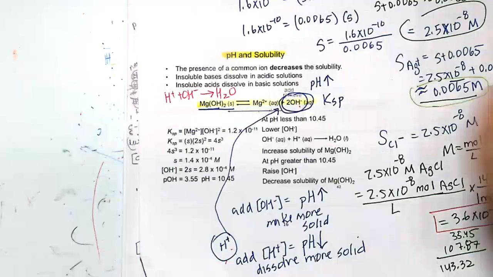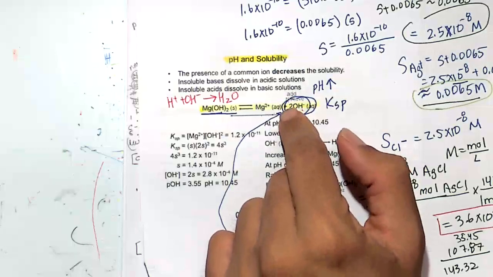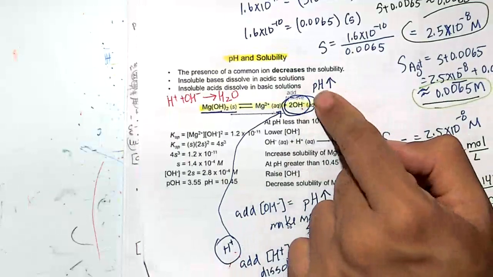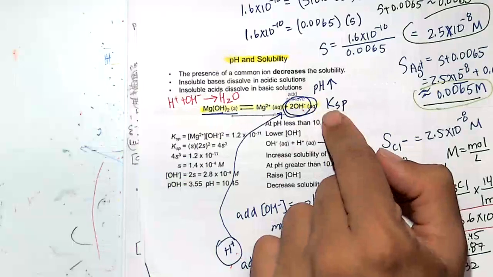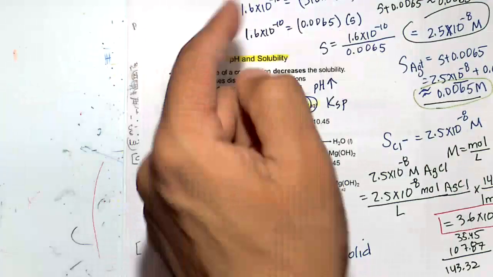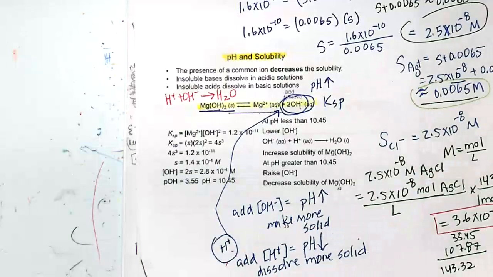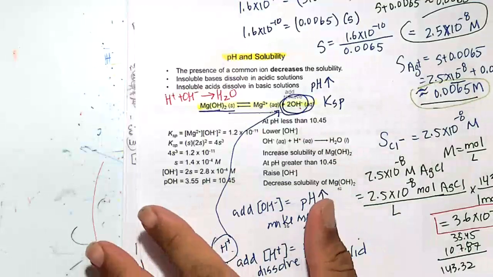So it's a KSP that gives you base, and then add more base. This is Le Chatelier's, you make more solid. Add acid, H plus, to neutralize the base, to give you water. You remove the OH minus, the equilibrium will shift this way, so you're dissolving the solid. So how pH is related to solubility: if you lower the pH, you increase the solubility. All right, are there any questions or comments here?